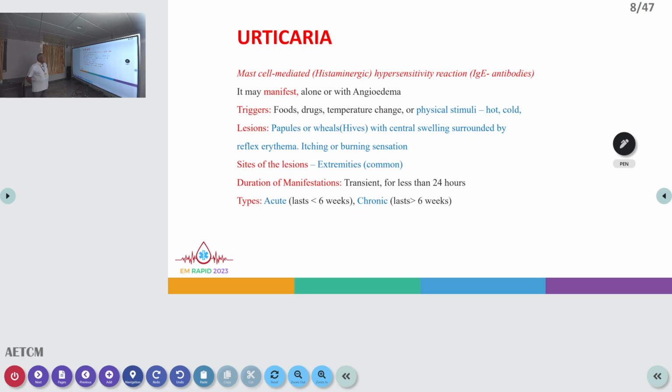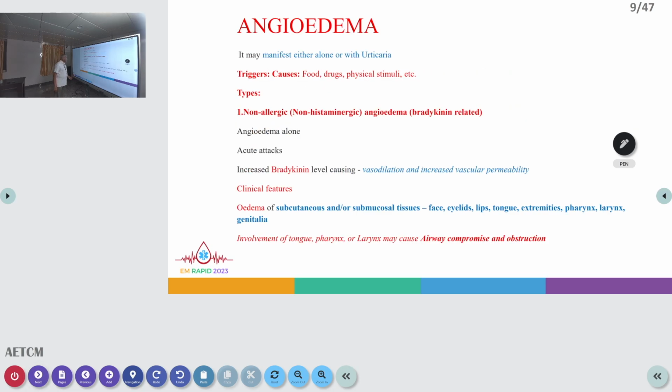The triggers are certain types of food, drugs, and physical stimuli, hot or cold, temperature changes, everything. The manifestations are papules or wheals with central swelling surrounded by reflex erythema. Itching is the most important common feature, and then a burning sensation. The lesions are commonly in the extremities. There are two types: acute and chronic. If it lasts less than 6 weeks, it is the acute form. When it lasts more than 6 weeks, it is the chronic form.